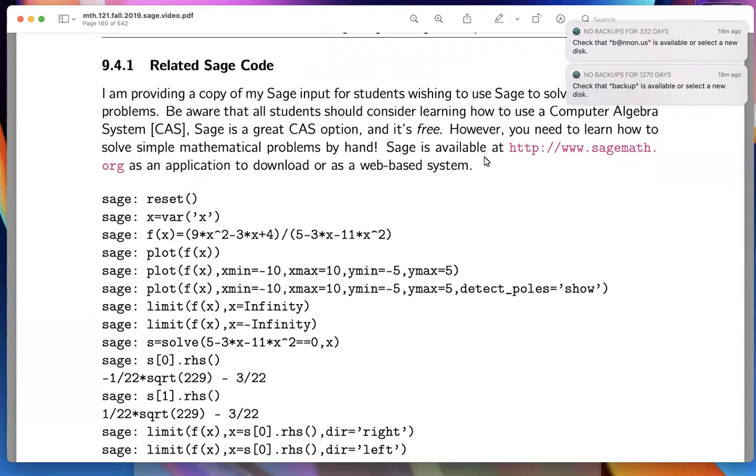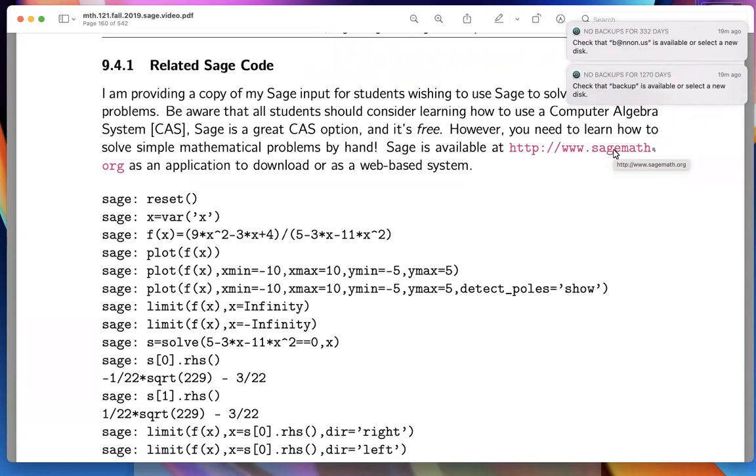Okay, we're in section 9.4.1, and this is the related Sage code. Again, I want to emphasize that you can go to the SageMath website. This is interactive. You do the CoCalc sheet. It's really the same thing, but I'm using my computer to do the computation.